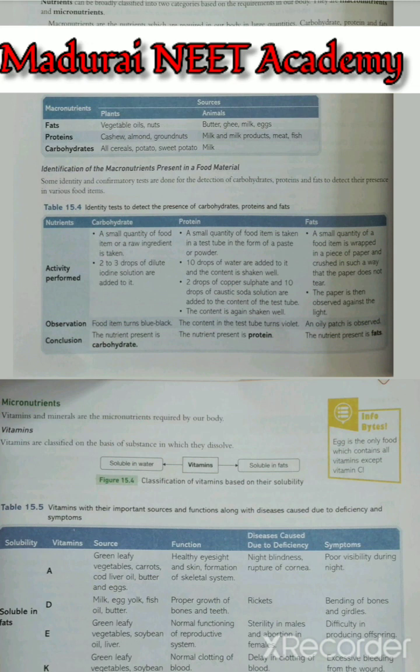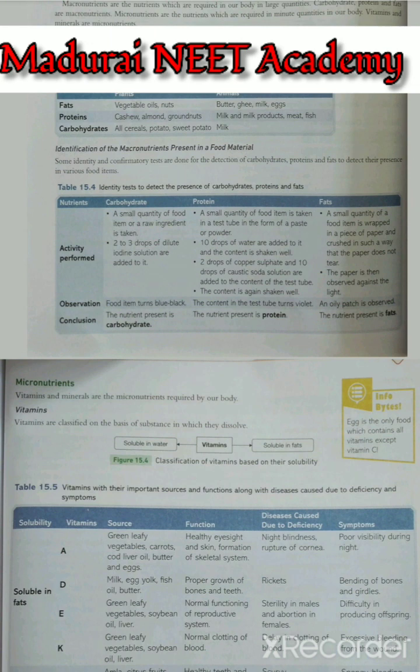Likewise, for the test for protein, take a small amount of the food item in the form of paste or powder, add 10 drops of water and shake it well, then add 2 drops of copper sulfate and 10 drops of caustic soda solution, and shake the contents properly in the test tube. If it turns violet, that shows the presence of protein. So carbohydrate is blue black in color and protein is violet in color.